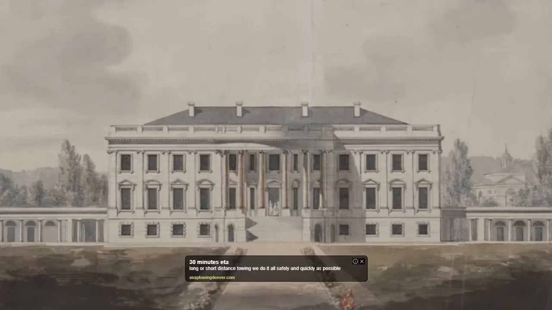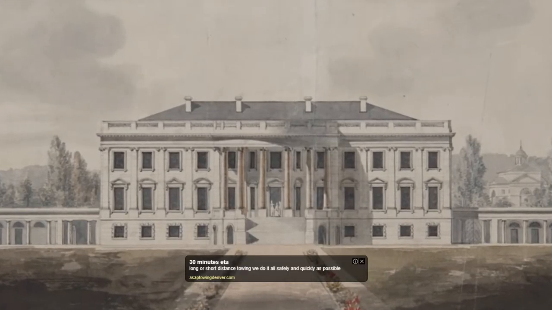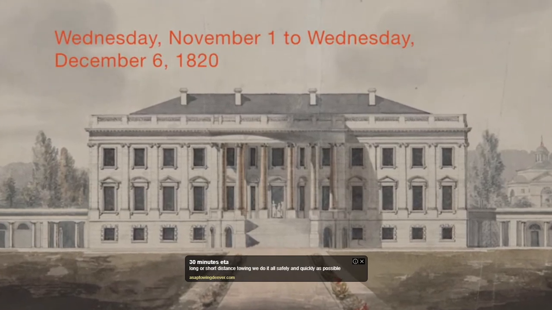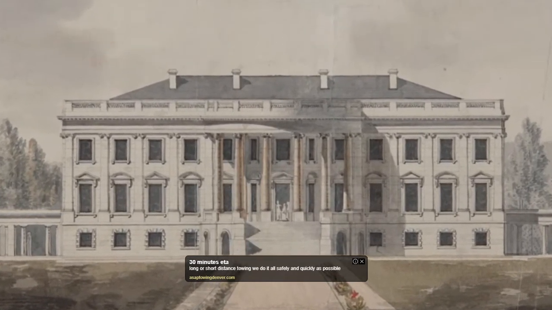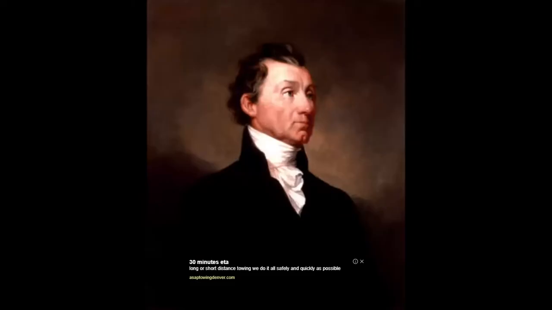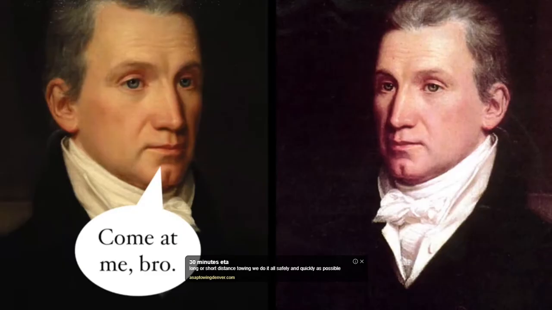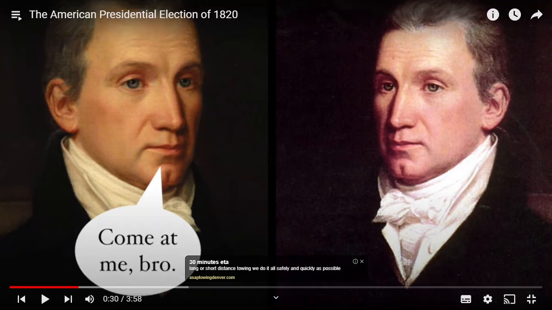The ninth presidential election in American history took place from Wednesday, November 1st to Wednesday, December 6th, 1820. Oh, it was a weird one. Mostly because James Monroe was so popular that everyone was too afraid to run against him. That's right, folks. This was the third and final presidential election in which a... I guess I'm voting for Monroe then.